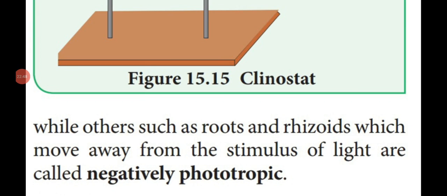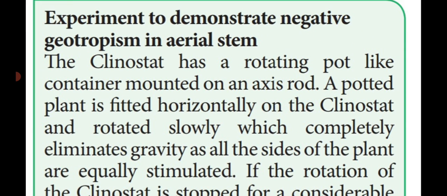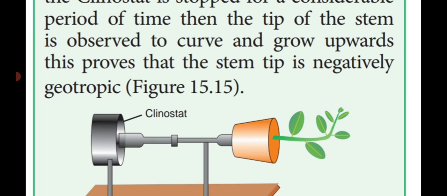While other plant parts such as root and rhizoids move away from the sunlight or its stimulus, known as negative phototropic. See the experiment known as the clinostat, which proves negative geotropism in the aerial stem. A clinostat is a rotating pot-like container mounted on the axis of a rod. See that one, at the tip they have the potted plant.